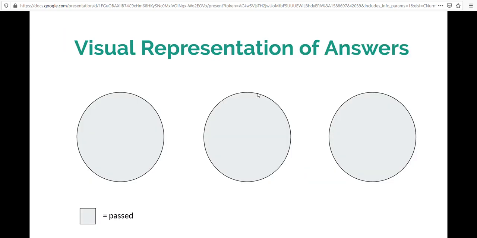This is my visual representation of all the answers. Obviously the gray means they passed. I was going to use red if they failed, but obviously that wasn't necessary because none of them failed any of the questions because the user guide is so easy to use.